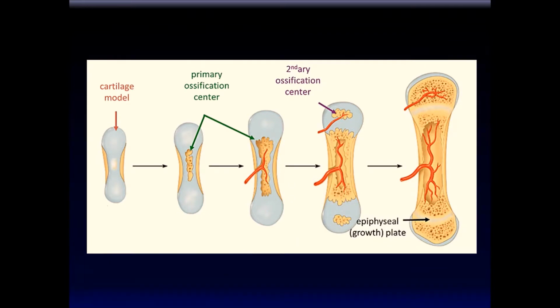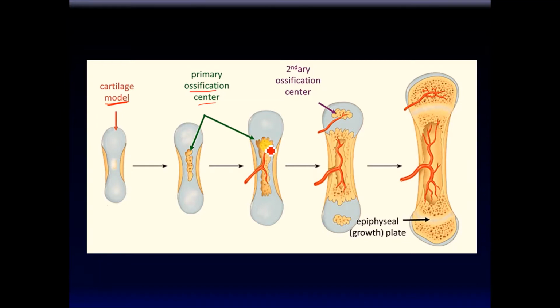How are bones formed? Well, bones start out as cartilage models. If you touch your ear, that's cartilage. So bones start out as cartilage. And then what happens is certain areas of the bone mineralize or form bony tissue. These are called ossification centers, that is, bone-forming centers.